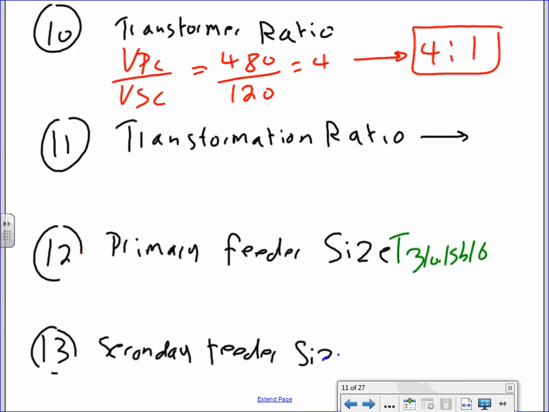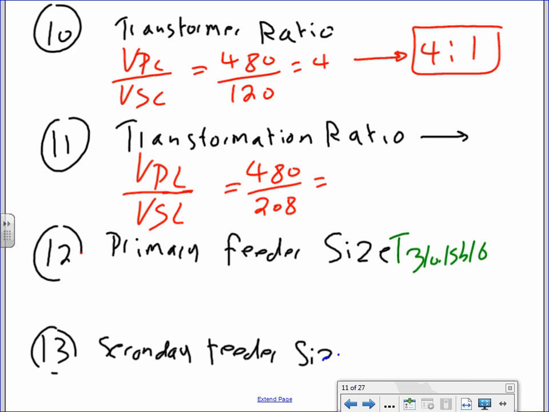Transformation ratio, V primary line over V secondary line, line to line. So that gets you 480 divided by 208, and that will give me a healthy 2.3, so 2.3 to 1. That's the ratio line to line. Straightforward, no gimmicks, nothing.